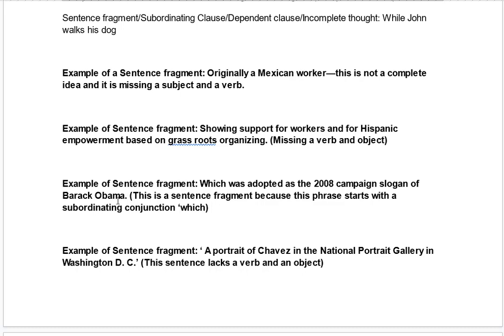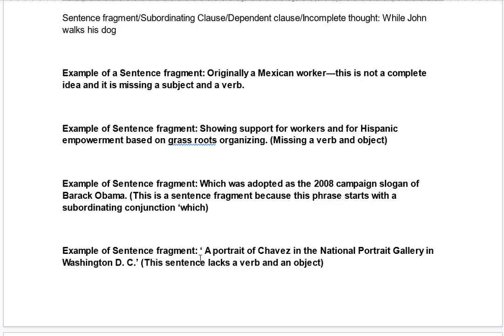Okay, so what happened to the rest of the sentence? Whenever you have a sentence that starts with which, which is a subordinating conjunction, so when you have a sentence that starts with a subordinating conjunction, you know right away this is a sentence fragment. Where is the rest of the sentence? So what was adopted as the 2008 campaign? What was that campaign slogan? So you're missing the rest of the thought. So this becomes an example of a sentence fragment.